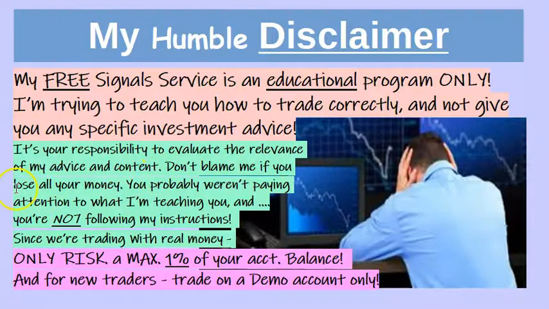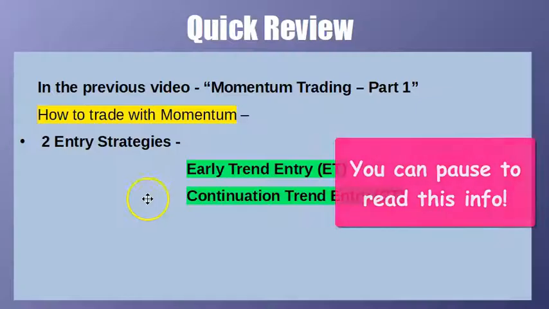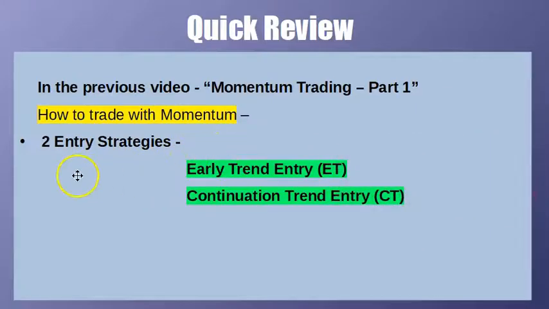Okay, so take a look here. I'm going to get going and we're going to start the presentation shortly. For how to trade momentum, which we discussed in last week's video, there are two entry strategies called the early trend entry, the ET, and the continuation trend entry, the CT. So when we look at the charts, we're going to discuss all of these things in detail and show you how to trade with momentum.